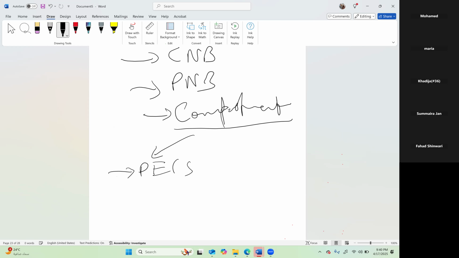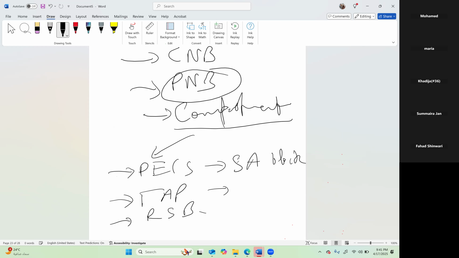Plexus block, TAP block, rectus sheath block, erector spinae block, serratus anterior. No, plexus block is a peripheral nerve block. The difference is that in a compartment block you are not blocking a specific nerve; you are giving a high volume. Erector spinae block is also a compartment block. So TAP block, QL block, these are all compartment blocks, where you are not targeting a specific nerve or nerve group.